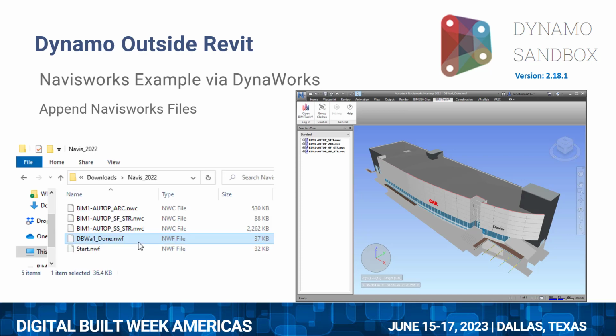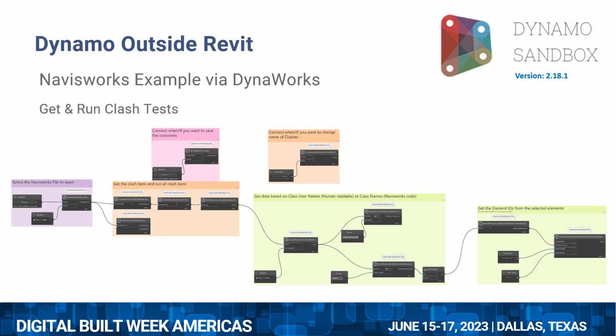And then it saves it as an NWF. That's the working file, the links file that we use inside of Navisworks. The next thing that we can do is get the clashes from within a Navisworks file, or the clash tests, run the clash tests, rename the clash tests, and save this. And we can automate this process.